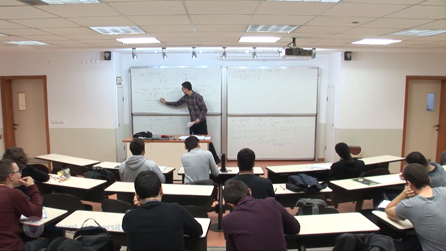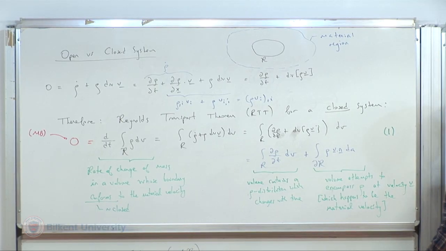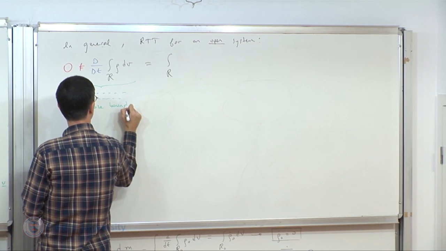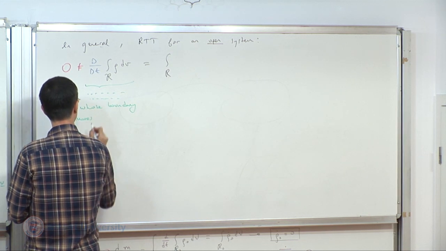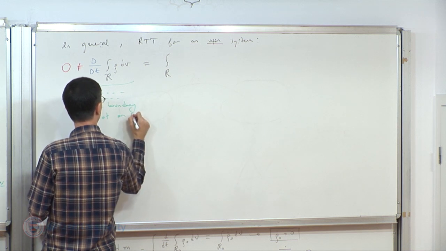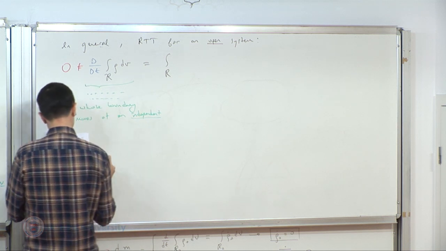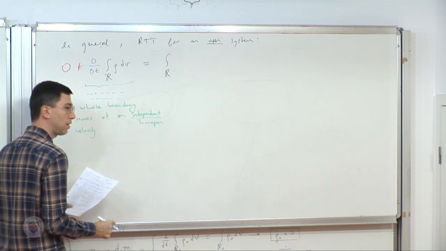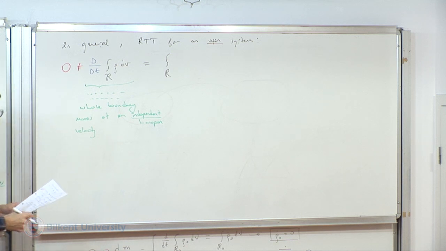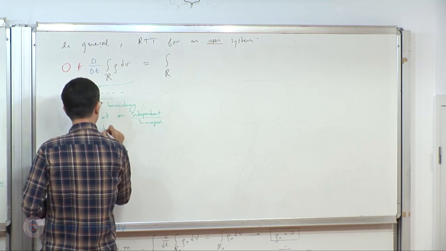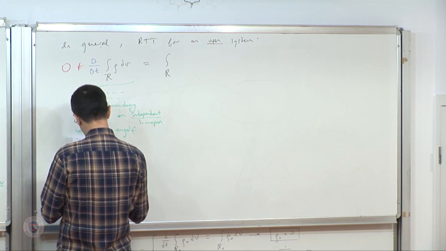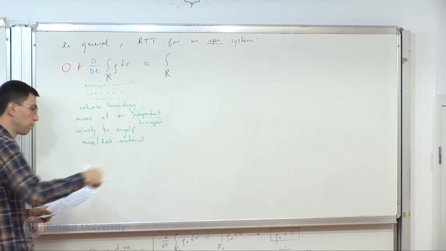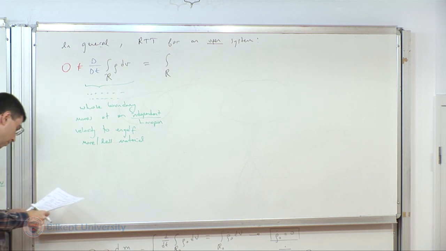So, rate of change of mass in a volume whose boundary moves at an independent velocity. And independent really has to do with the concept of open. So it's going to be an open system. And because it's moving at an independent velocity, it can engulf more or less material at certain portions of the boundary, perhaps more, at certain portions less. Okay?